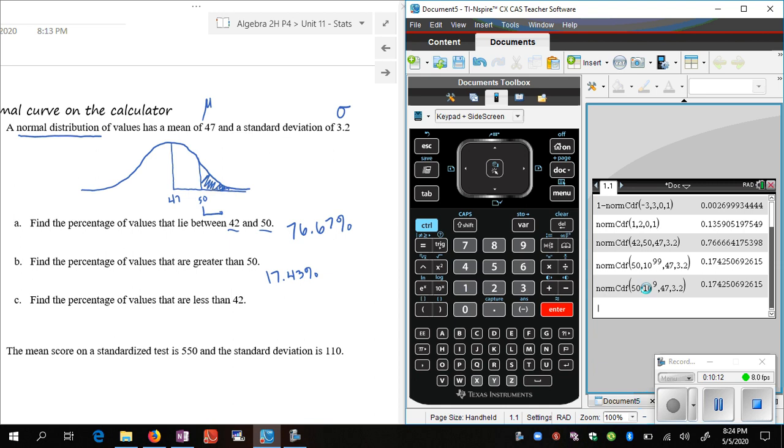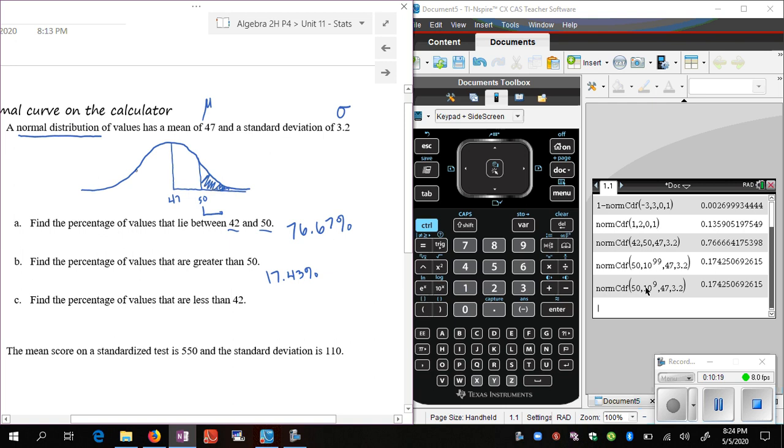Same idea here for part C. Find the percentage of values less than 42. For less than 42, that's a little more than one standard deviation to the left, and we're going that way.